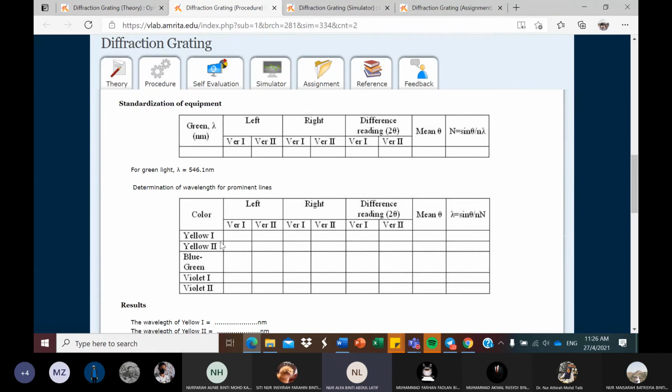Okay. For the determination of wavelength for prominent lines, in the experiment that we do, we just see yellow 1, blue-green, violet 1, and violet 2. For us, we can't see the yellow 2 line.